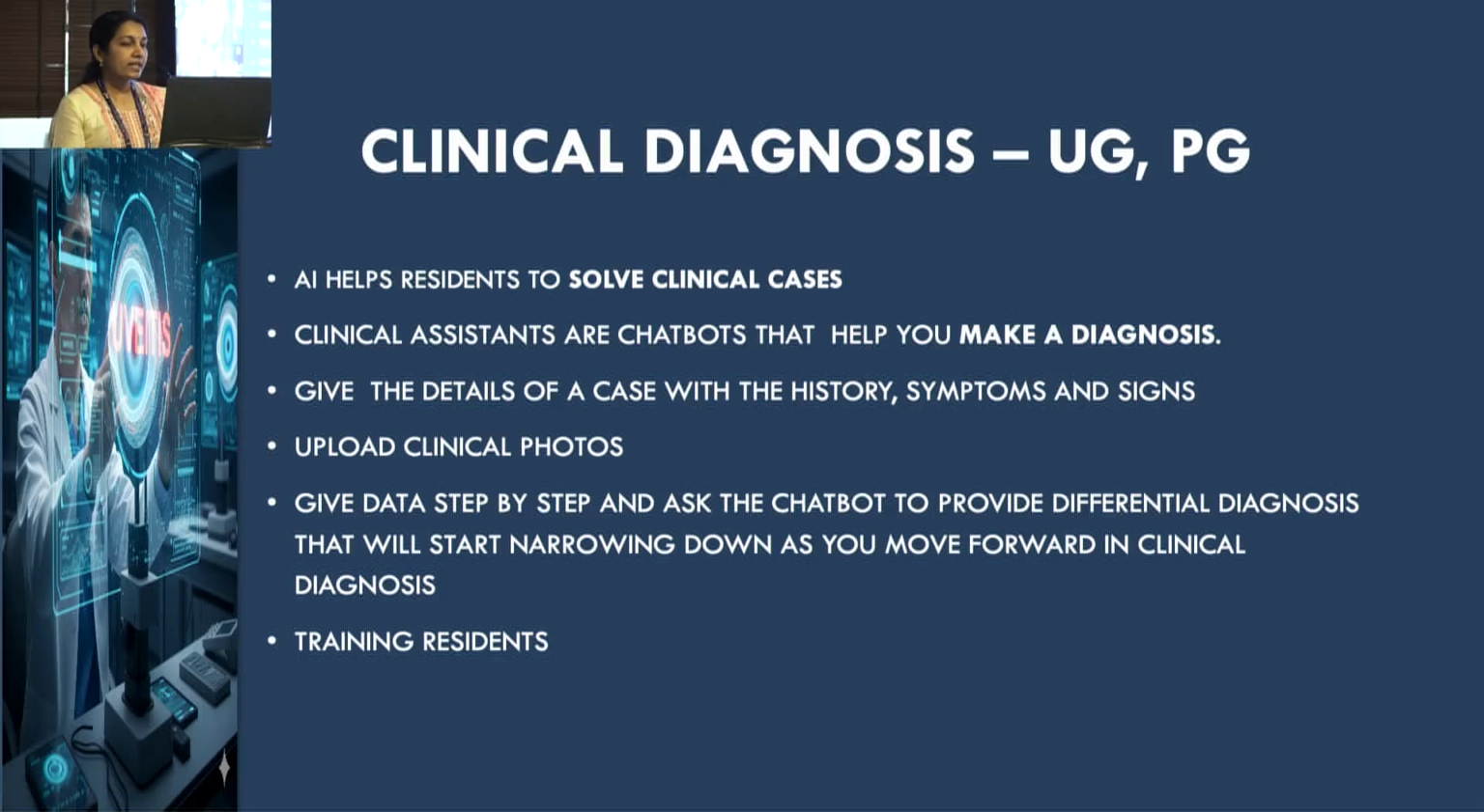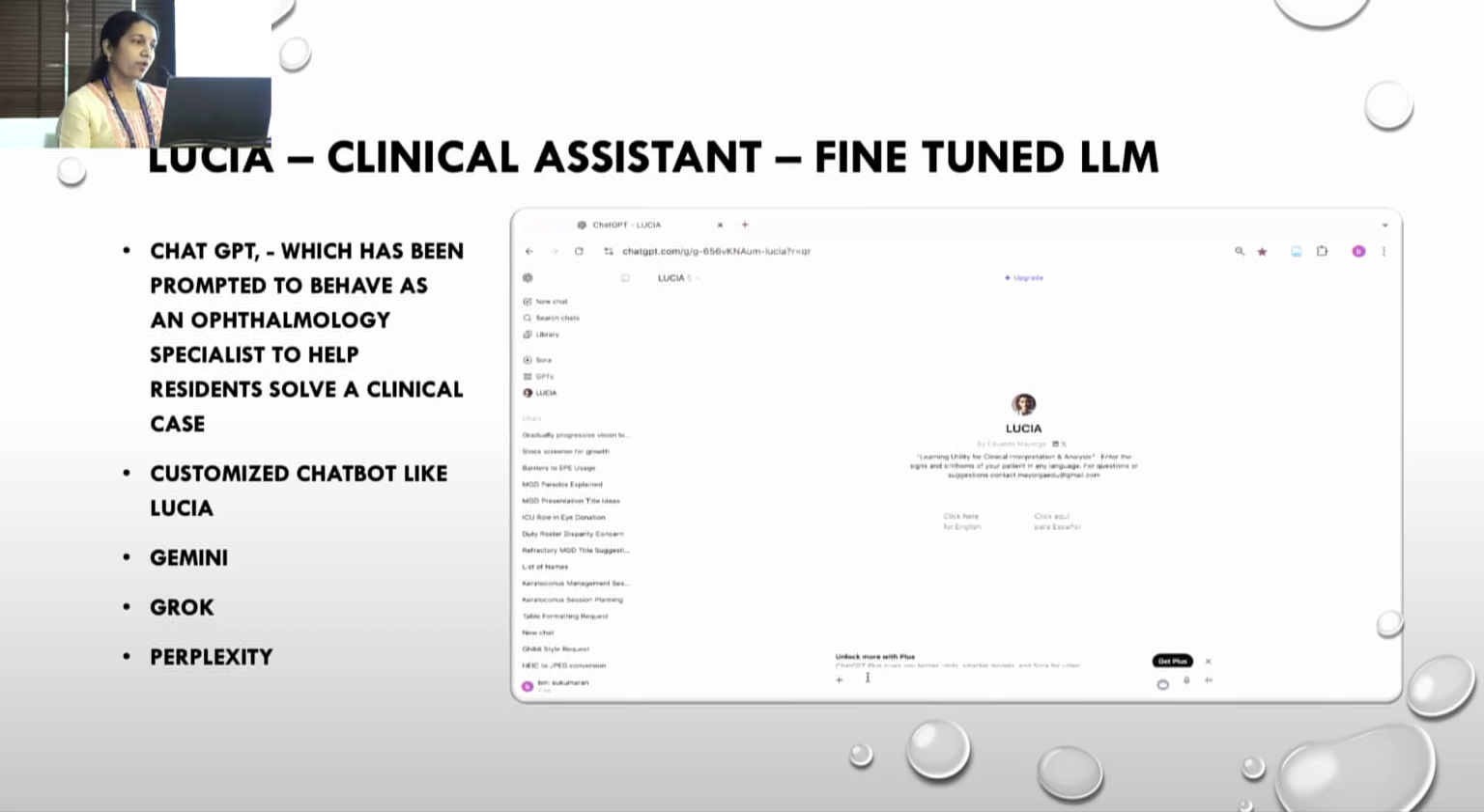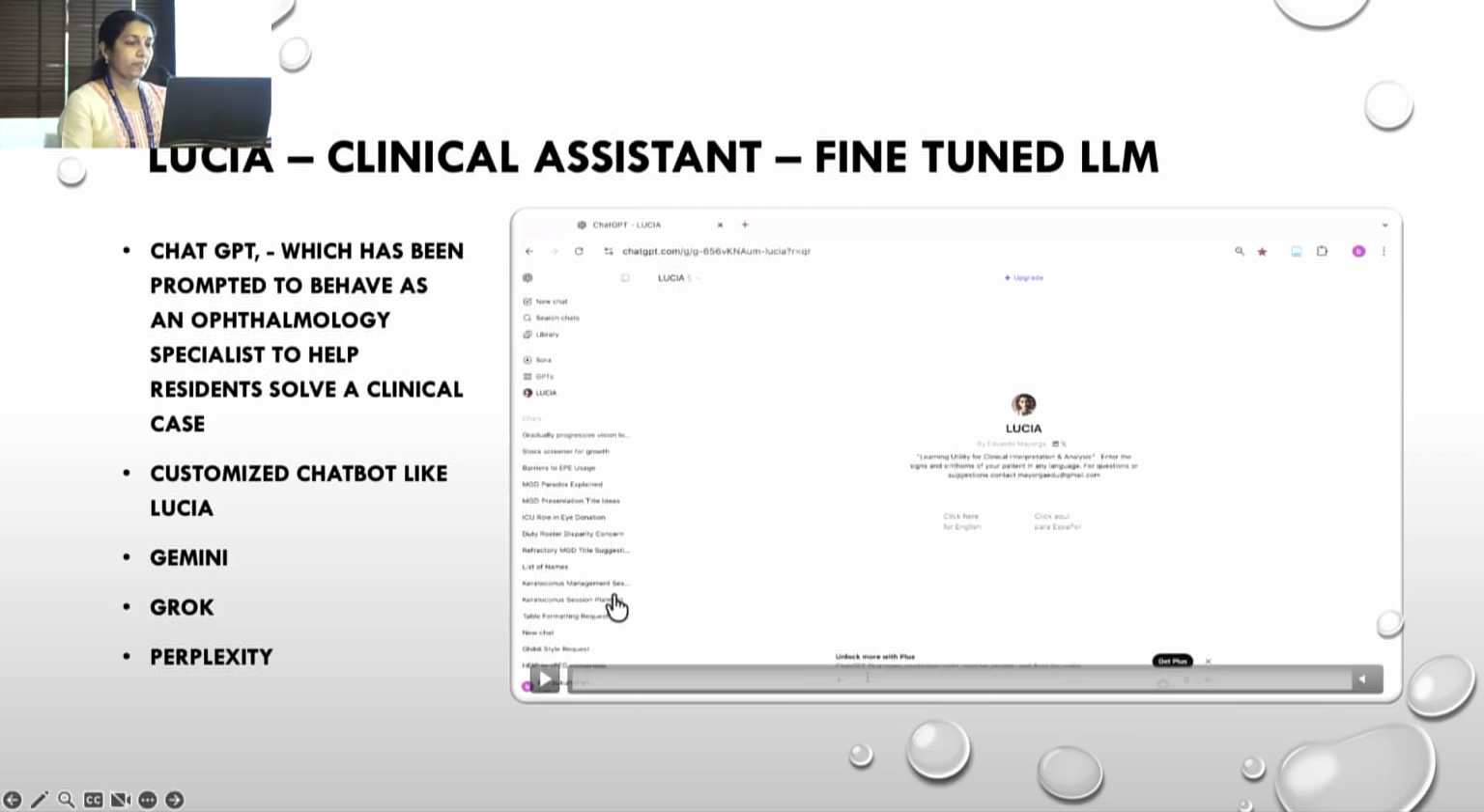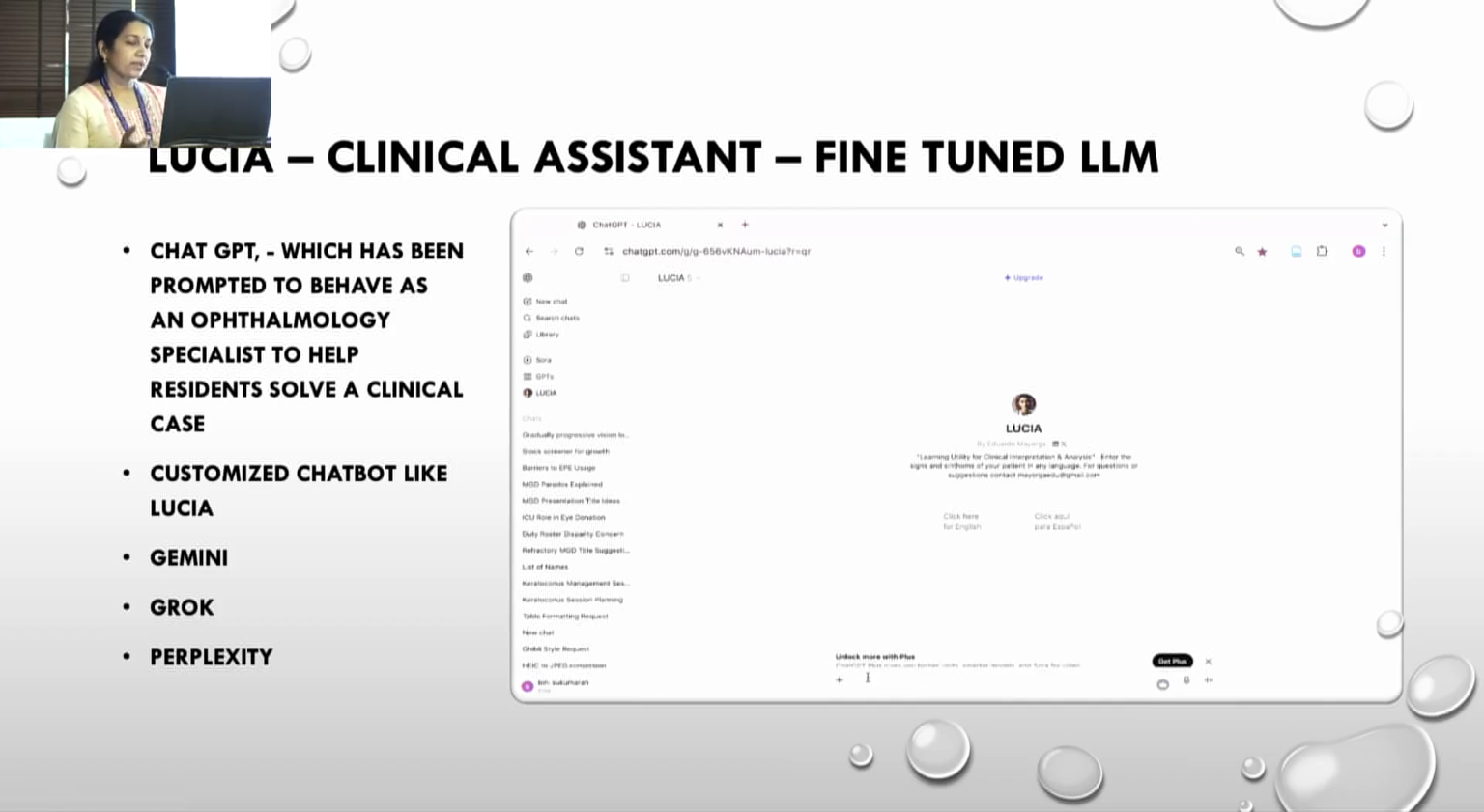The next use is clinical diagnosis. AI can assess clinical diagnosis. It can be useful for undergraduates and postgraduates. The clinical assistants are chatbots that help you to make a diagnosis. The only thing is you should give the history, symptoms and signs of the patient one by one to the AI, and if you have photos, you can upload those also. The AI will give you back the diagnosis, differential diagnosis, management and follow-up, which can be used for training. You can use ChatGPT, Gemini, Grok or Perplexity, but you can also use fine-tuned LLMs like Lucia.